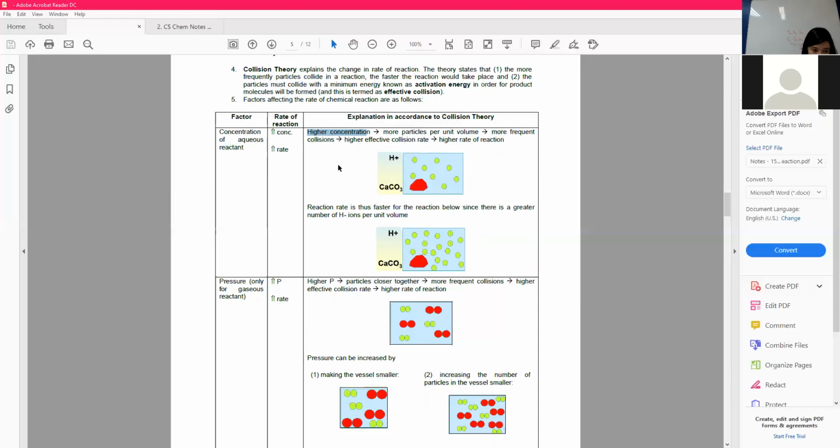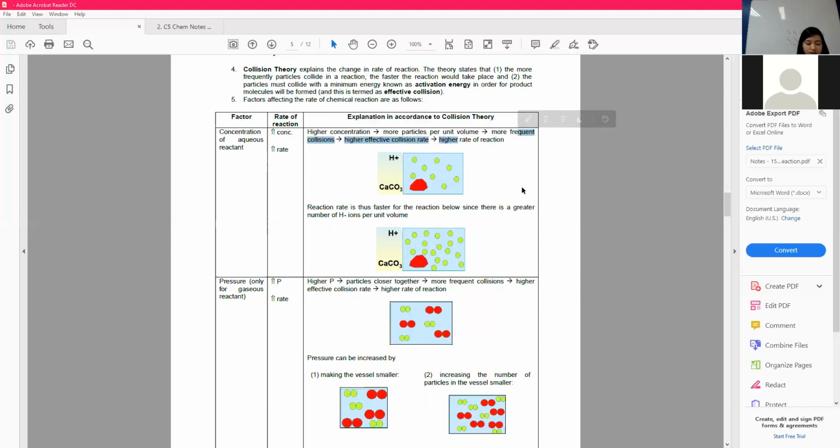So if you have a higher concentration, it means there are more moles per dm cube, more particles per dm cube. If you have more particles in that unit volume, there will be more frequent collisions. They will collide more, and there's a higher chance that you will get a higher effective collision rate. Therefore, you have a higher rate of reaction.